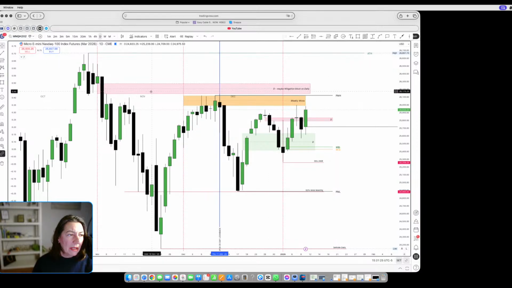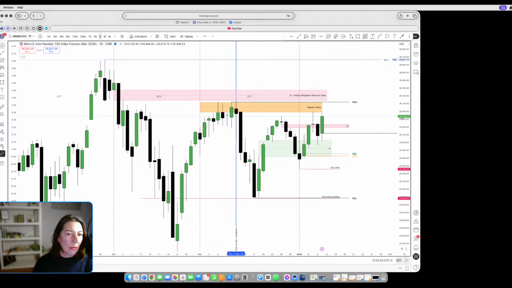Now, I want to explain this SIBI up here. This area up here has been untouched since November 3rd. And so I have labeled this, potentially it could be a mitigation block, but if price was very, very bullish, and we're just anticipating that price will be bullish, we could anticipate that price might get above this SIBI and then use it as support on the way to this area up here to all-time highs.